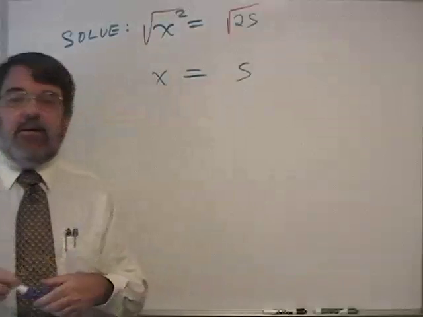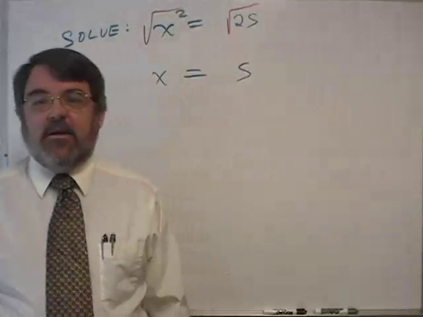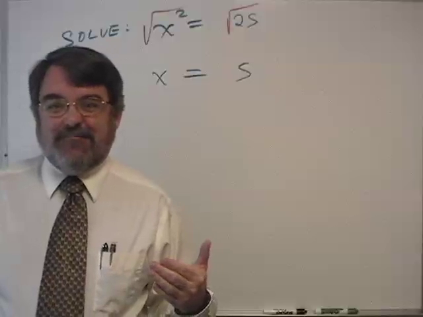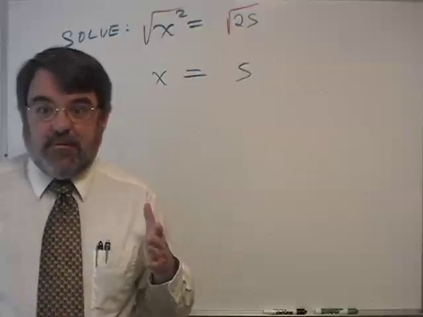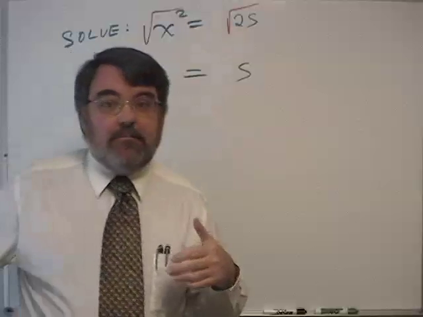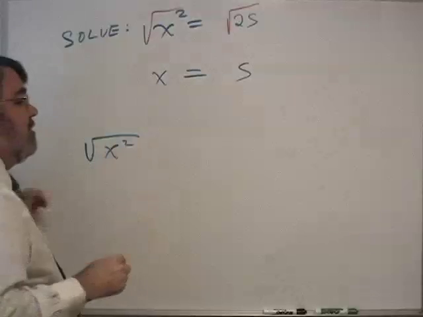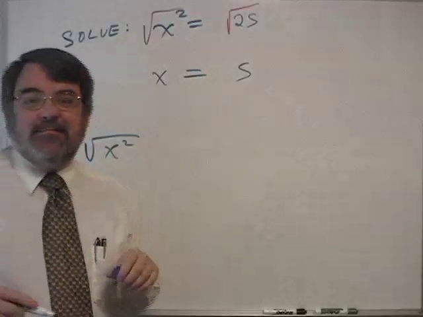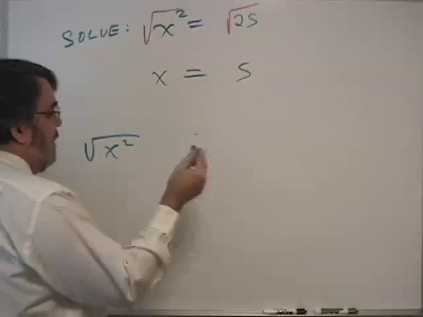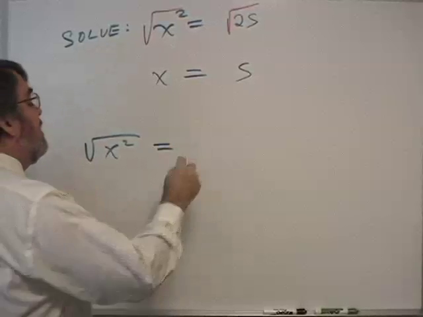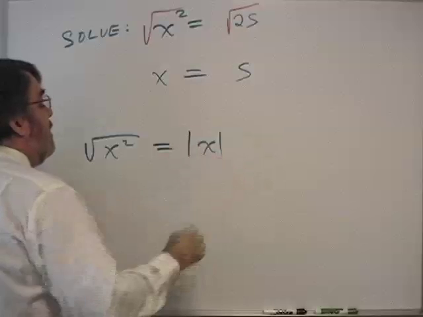So there's an immediate shortcoming to this method because it didn't give us the other answer, negative 5. Well, there's a pretty good reason for that. It's because actually the square root of x squared really is not equal to x. And not always, at least. It'd be more accurate to say that this is equal to the absolute value of x.